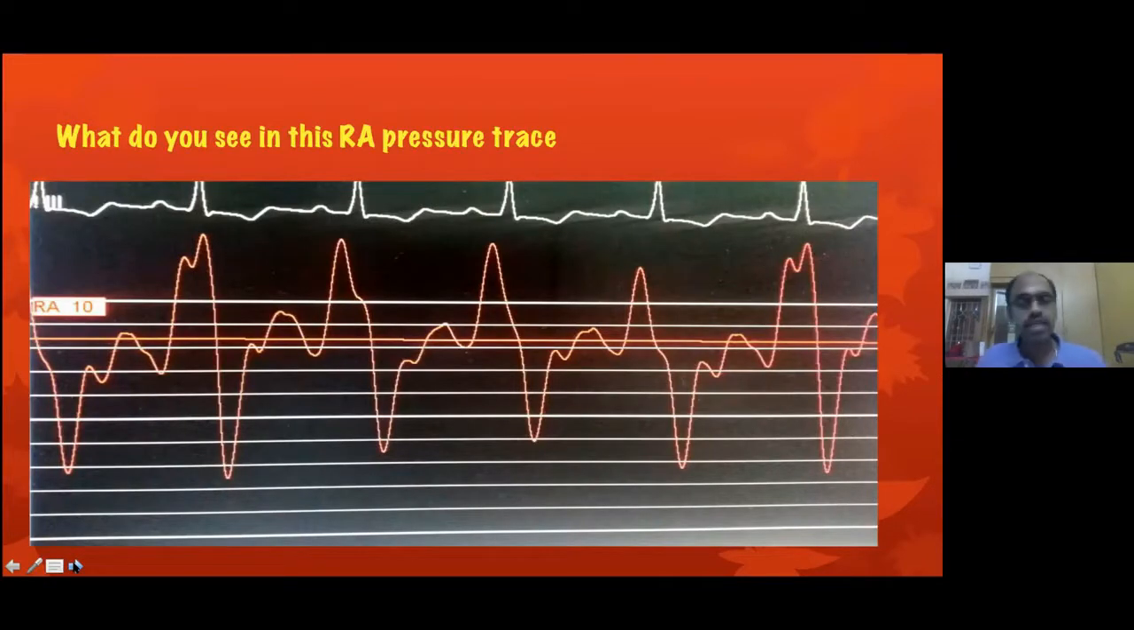This is a right atrial pressure curve. What we see here is a tall A wave, which is going up to around 13 millimeters of mercury, followed by a deep X descent. Then there is a V wave, a Y descent, again a tall A wave. Now in terms of interpretation, an A wave of around 13 millimeters of mercury is elevated. Mean pressure is more than 8 millimeters of mercury, so it is elevated.